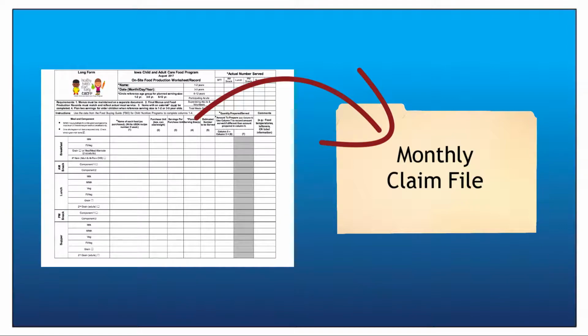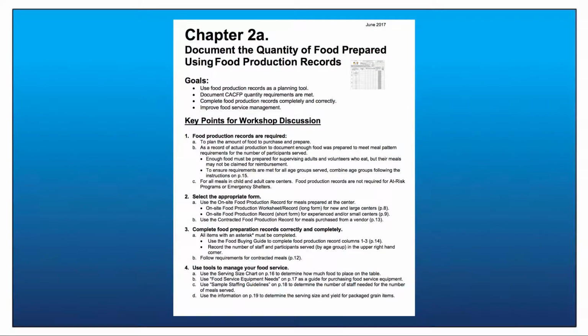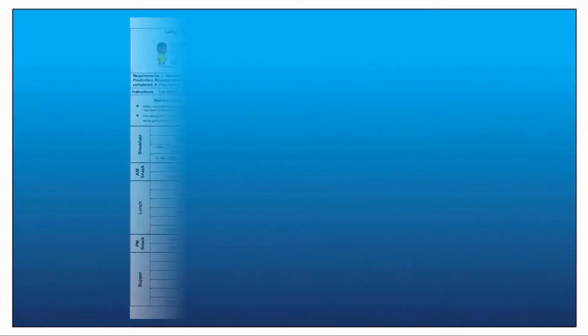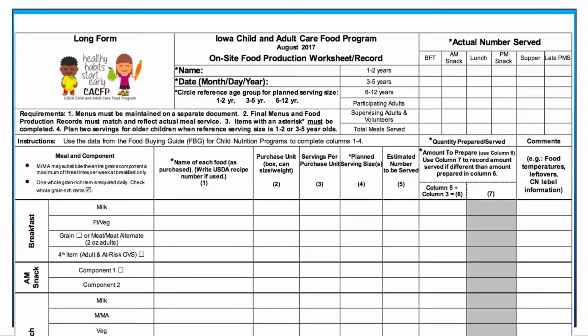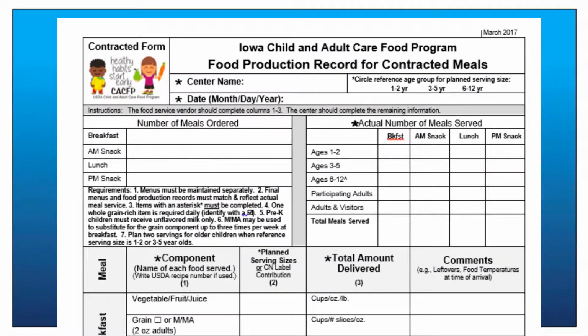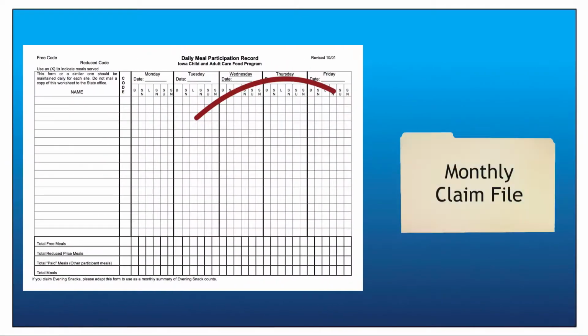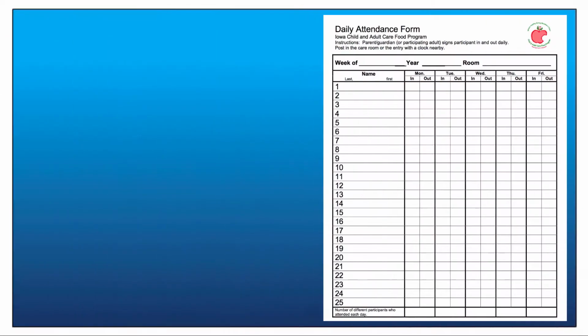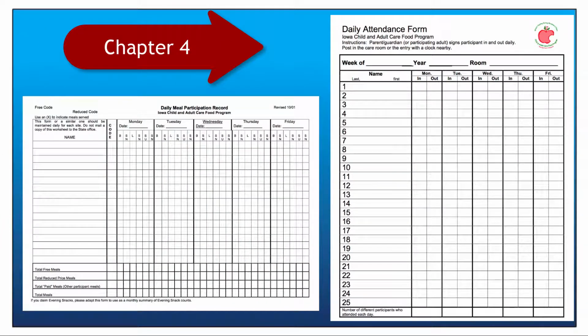Food production records. These forms can be found in Chapter 2A. New organizations should use the long form for meals prepared on site. The form for contracted meals should be used for vended meals purchased from another organization. Daily meal participation records and attendance records. Both forms can be found in Chapter 4.